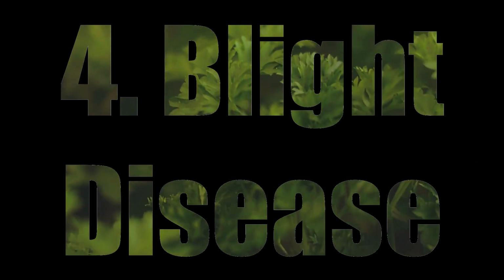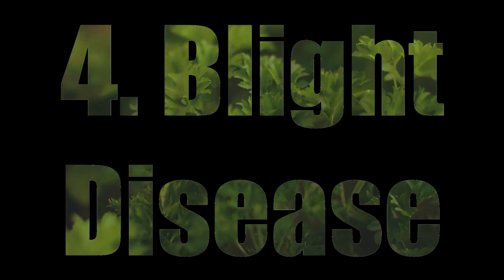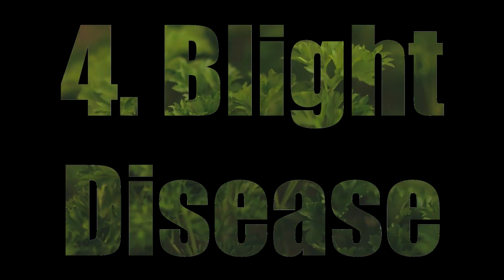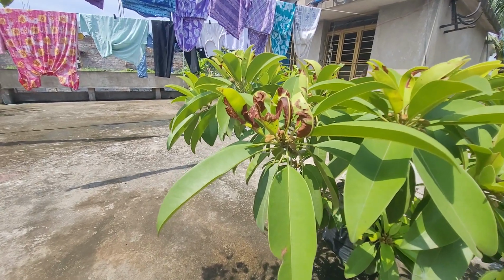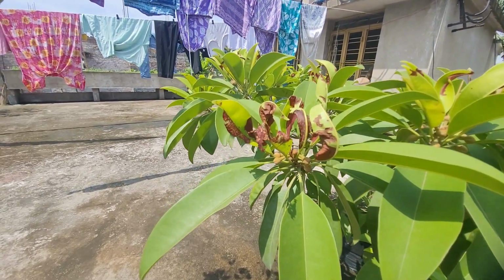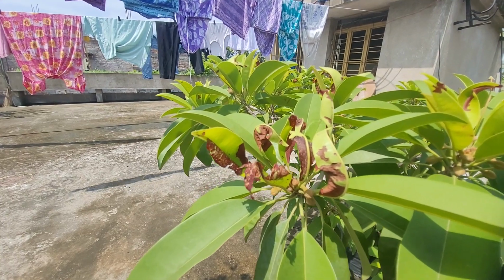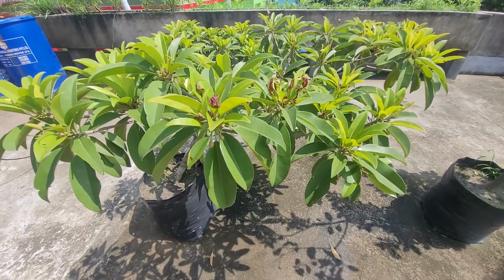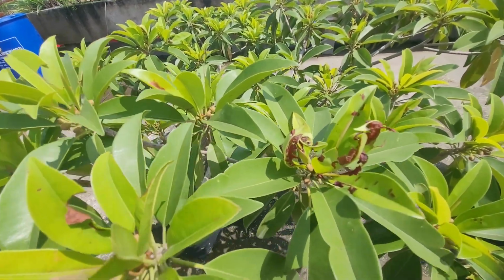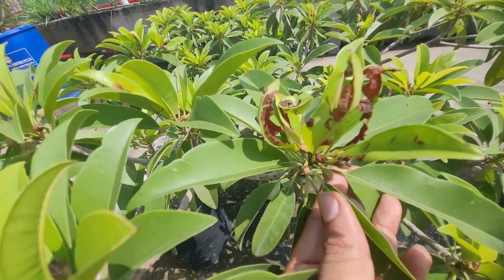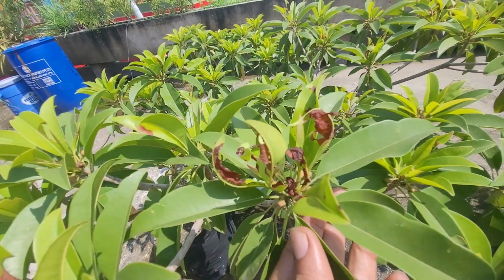Next, the blight diseases. Commonly, three different blight diseases can occur in plants. First, let's talk about fire blight. It is actually caused by a gram-negative bacteria. It is not a fungal disease and thus will be covered maybe in a separate video. However, let's see how it looks in order to distinguish it from other fungal blight diseases.